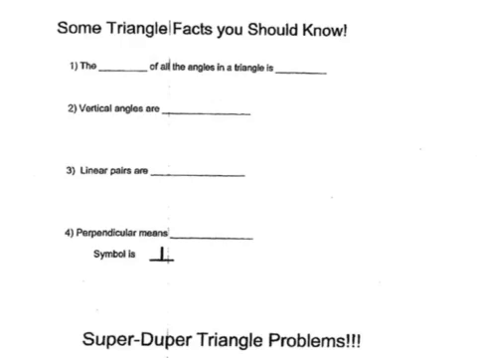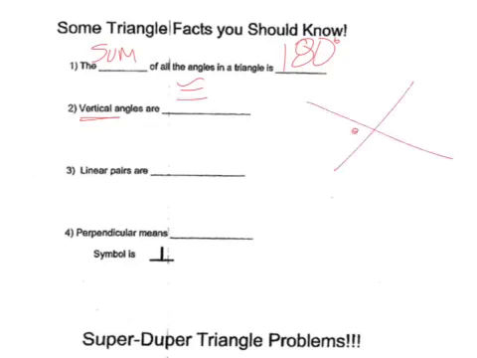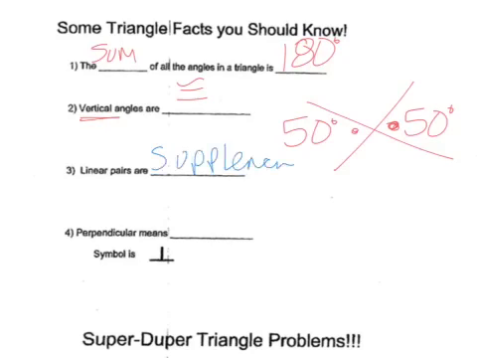And page 11 in the packet, the first thing it says, the sum of all the angles in a triangle is 180 degrees. Very important that we realize. Vertical angles are congruent. So for example, this angle here and this angle here, let's say this was 50 degrees. I know for sure that this is 50 degrees as well. Linear pairs are supplementary. So if I had this as 50 degrees, I know that that would be 130 degrees.